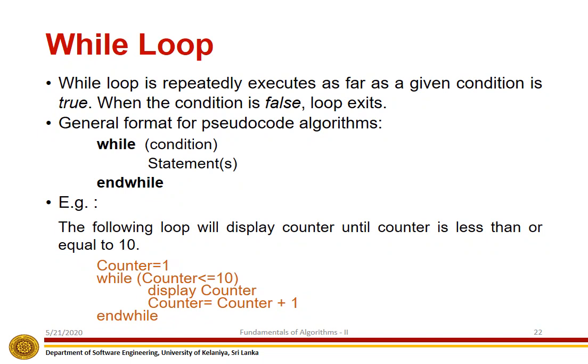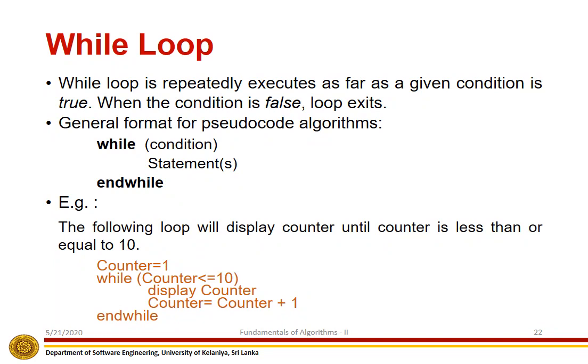I have given a simple example of a while loop in this slide. It will display the counter until the counter is less than or equal to 10. It means it will print the numbers 1, 2, 3, 4 up to 10. For that, first we have to initialize the counter variable. Here, count equals 1. It means the display will start from the number 1.